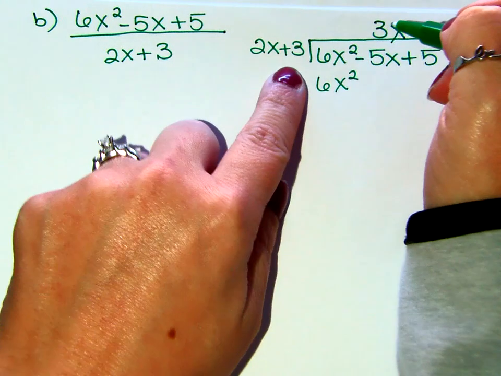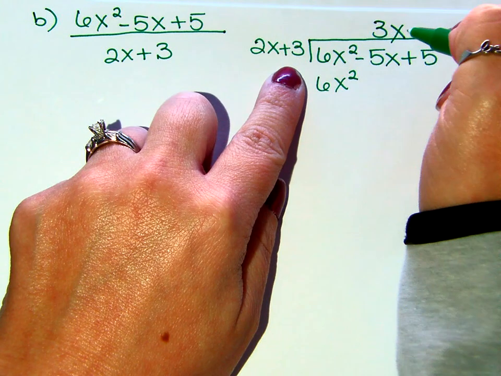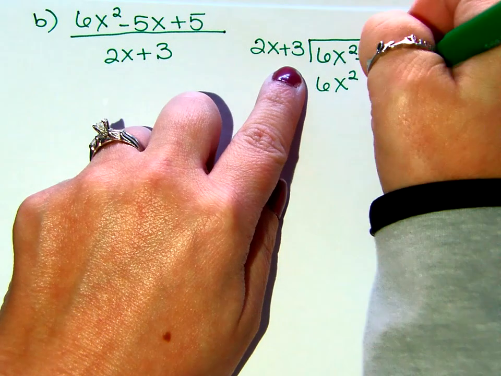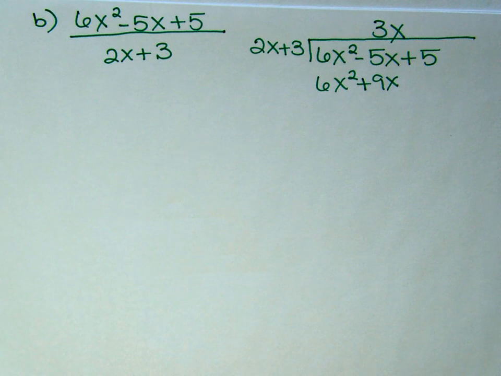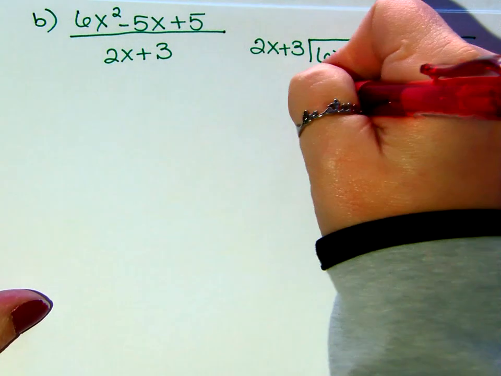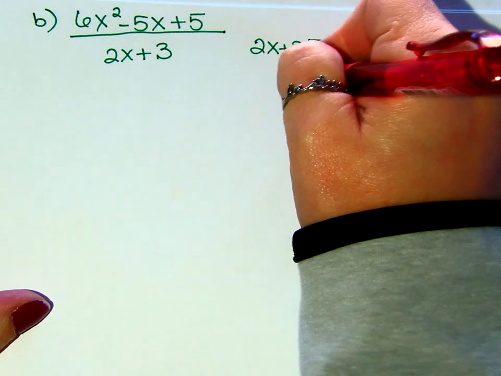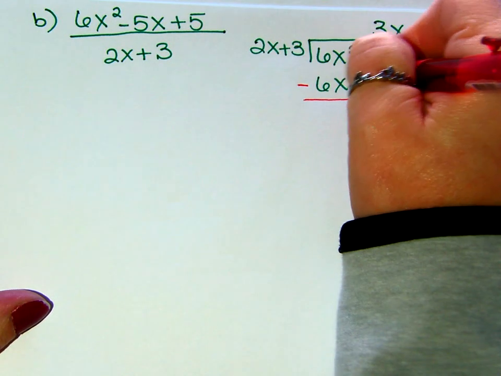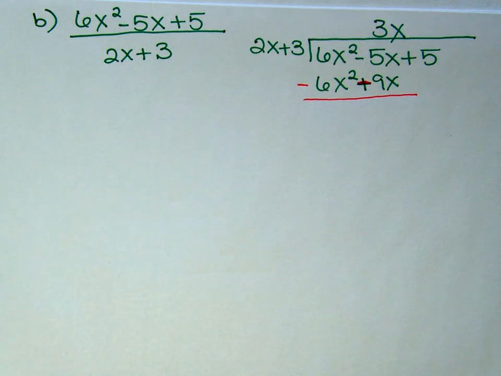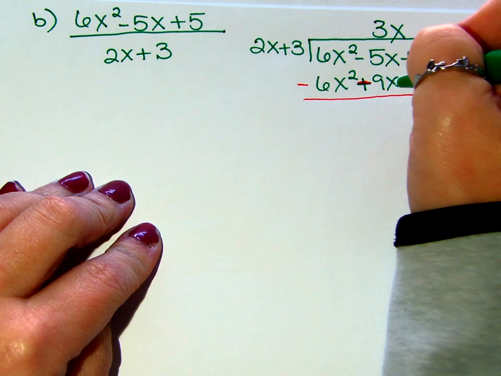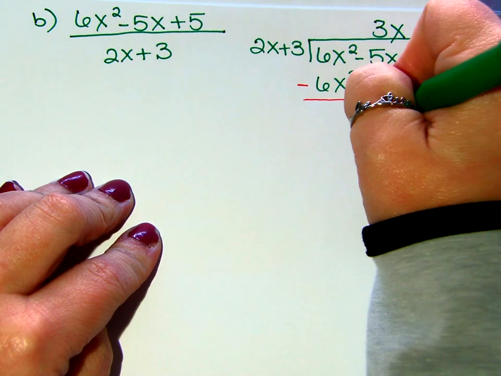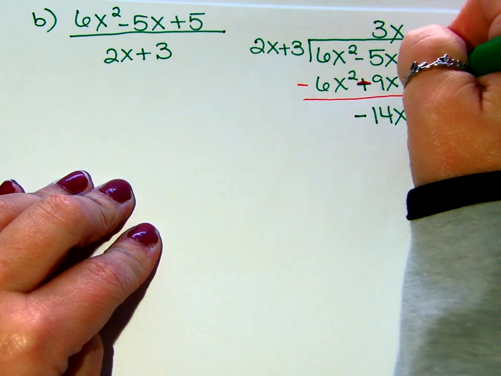Bless you. Then I have 3x times the positive 3. 3 times 3 is 9. And then I have the x. I'm going to draw my line, change my signs. My 6x squareds go away. And then I have a minus 5x minus 9x, giving me a minus 14x. And I bring down the plus 5.